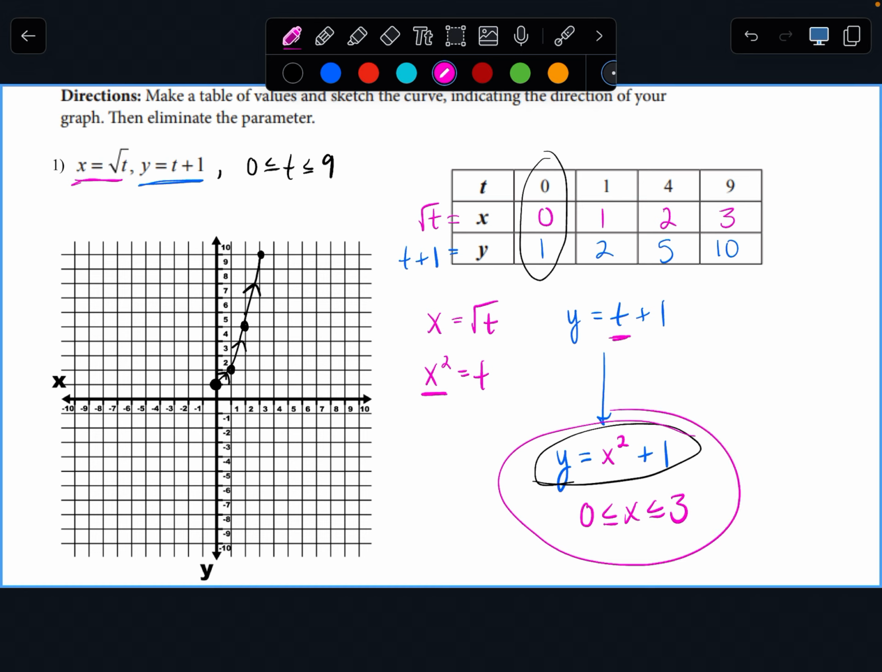So t is your parameter, so then your Cartesian equation should have no parameter. Okay, so there's one. That's an easy one to start. Not too hard to solve for.